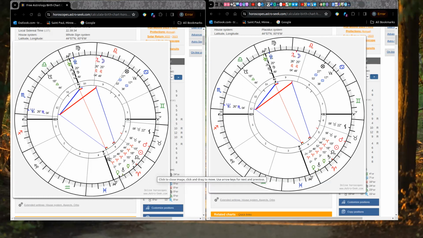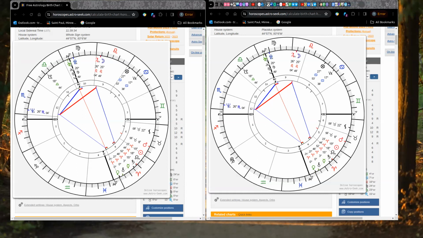So over here in whole signs, what that basically means is it is one house per sign. So Sagittarius is 30 degrees. There's 30 degrees in every single house, every single sign, all the way around, just even 30 degrees and one house per sign. So first house Sag, second house Capricorn.